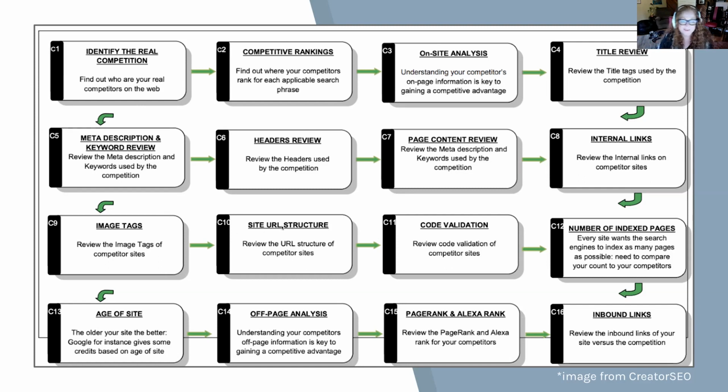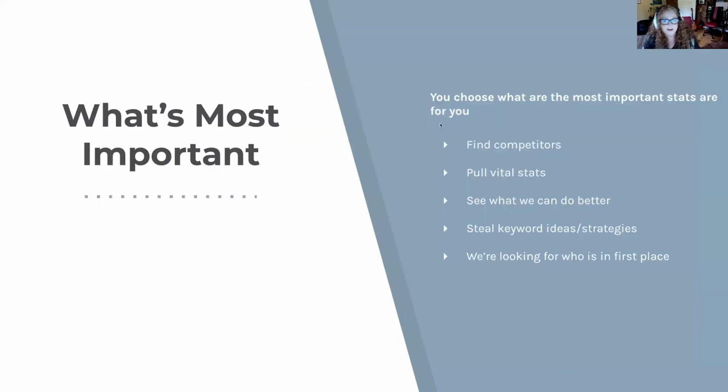Do they have image tags? How is their site structure? What's their code? We're not going to do all of these things because, as I said, you're going to pick your own way of measuring your competitors and what they're doing. So the first thing is to find your competitors and then pull some stats. See what we can do better, steal keyword ideas and strategies.